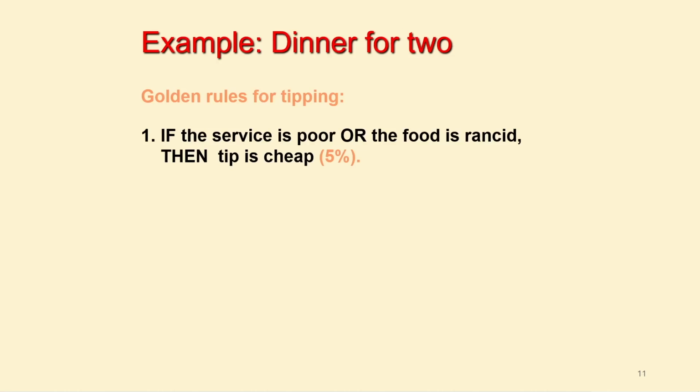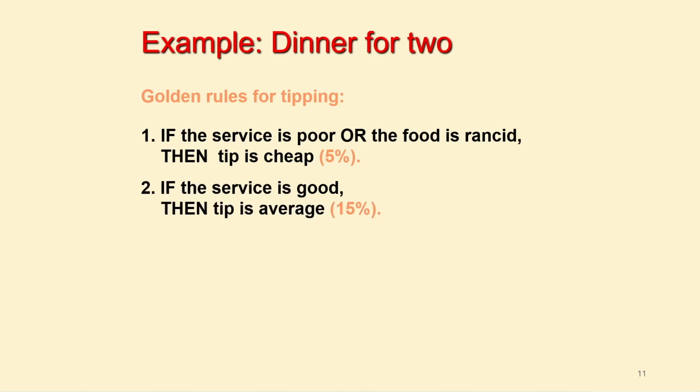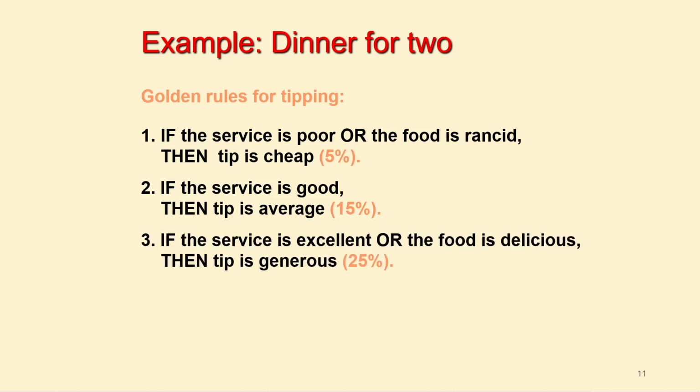So the dinner for 2 problem. What are the rules for tipping? If service is poor or the food is rancid, then tip is cheap, maybe 5%. If service is good, then tip is average. So there is no need of thinking about the food quality. This rule is based only on the service. Service is good, then tip is average.